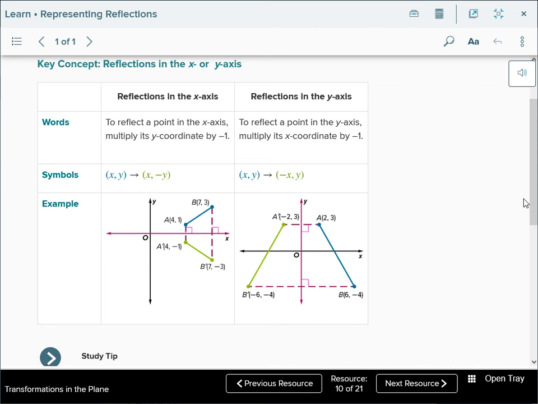Should there be a prime for that? Oh, yeah, my fault.